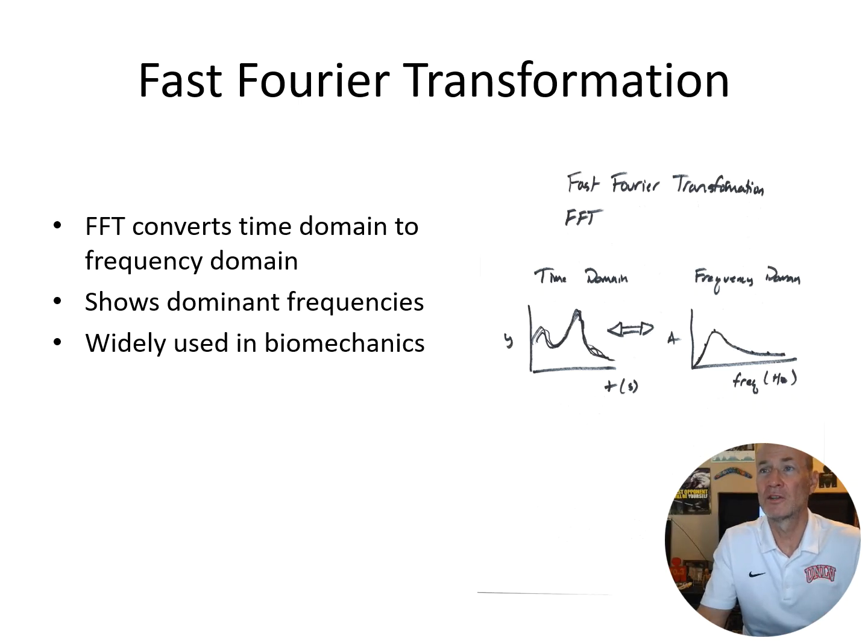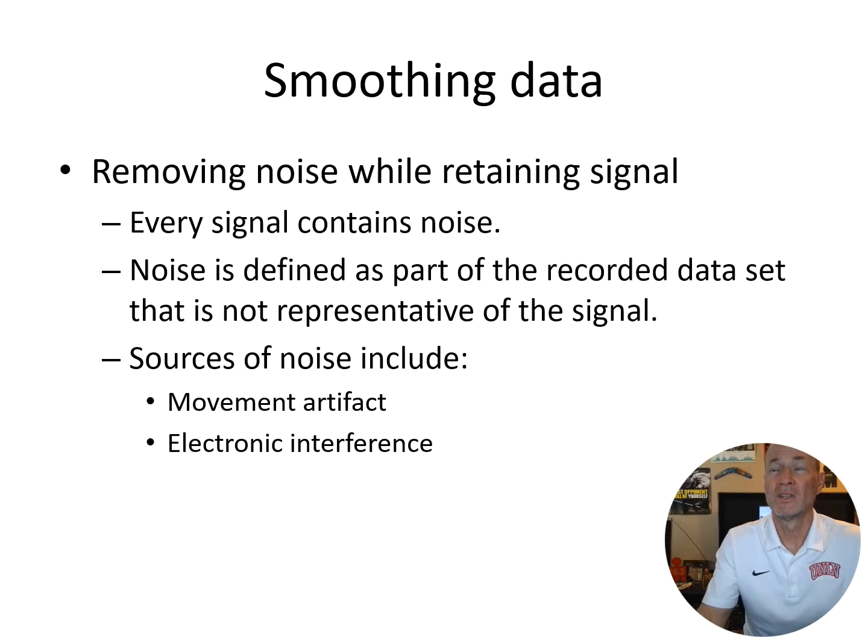This fast Fourier transformation, this frequency analysis, is heavily used in biomechanics, and as we talk about different instruments, we'll talk more about this. And this leads to smoothing of data. In smoothing of data, what we're trying to do is remove noise that is within the signal, but retain the actual signal that we want to represent.